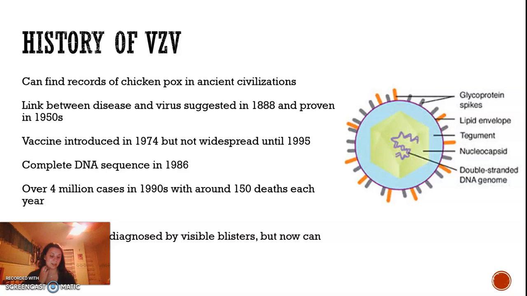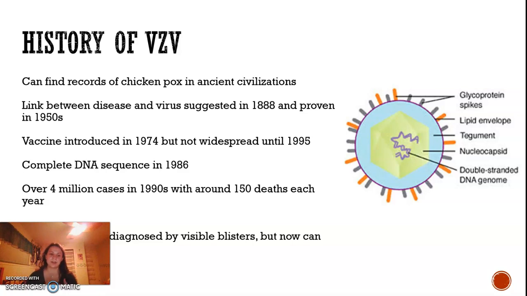Despite this, it is still a common infection, but it is definitely not something that every child gets nowadays. One of the main ways to diagnose it, and the way that it has been diagnosed throughout history, is the visible blisters, because it is a very obvious sign.